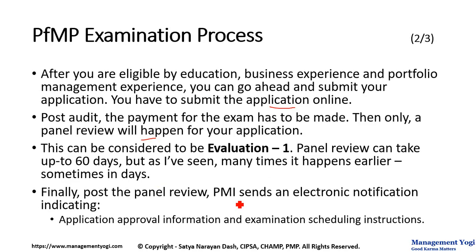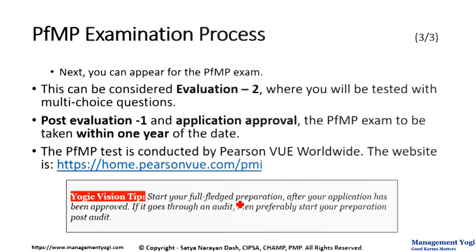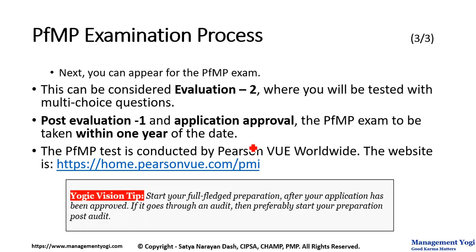Finally, post the panel review, PMI sends an electronic notification indicating application approval information and exam scheduling instructions. So only after panel review, or evaluation 1, is done, then you will go for exam scheduling or sitting in the exam. Next, you can appear for the exam. This can be considered as evaluation 2, where you will be tested with multiple choice questions primarily. So first is evaluation 1, which is the panel review. Next one is evaluation 2, where you will be tested with multiple choice questions or fill in the blanks or some situational scenario based questions.